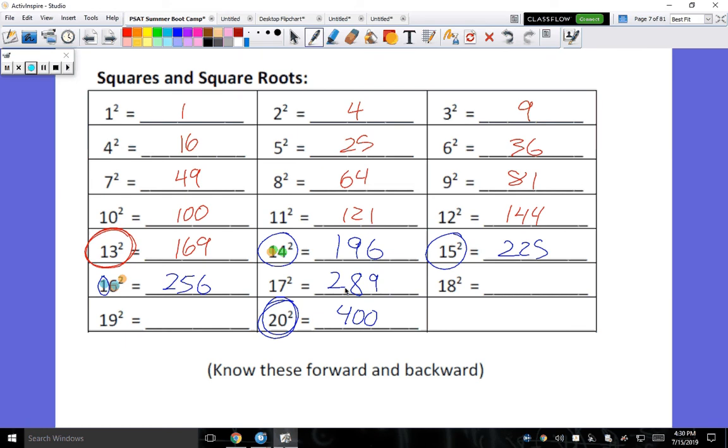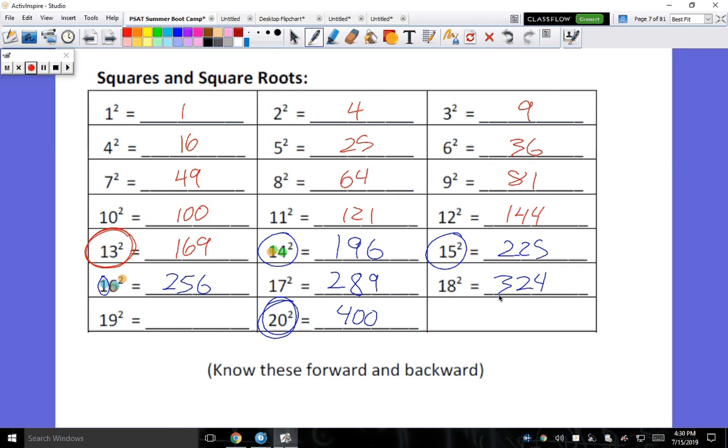Okay? 18 squared. What's the last number? 4. Carry the 6. Now it'll be 1 times 8? 8. Times 2? 16. Add the 6? 22. So we're going to write down the 2 and carry the 2 from the 22. So what would be our last number? 3, for 324.